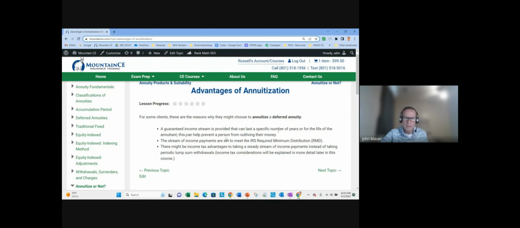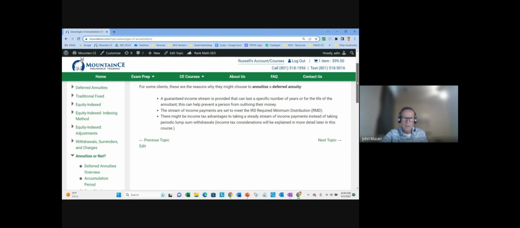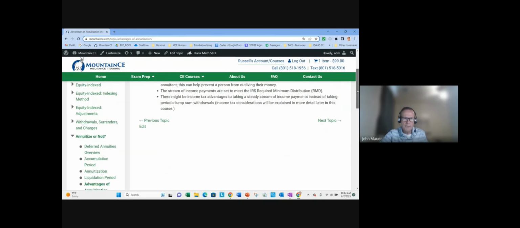And the stream of income payments can be set to meet the IRS requirement, the RMD requirement. And there might be income tax advantages to taking a steady stream of income payments instead of taking a periodic lump sum. But again, you need a really strong tax professional to help you figure out what would be the best for that.